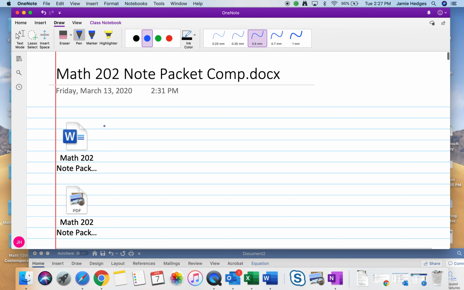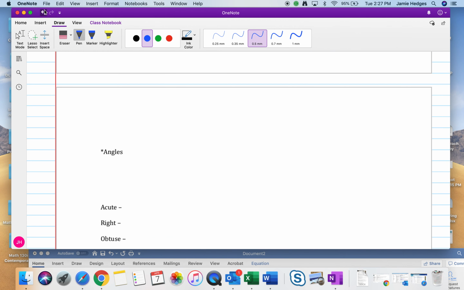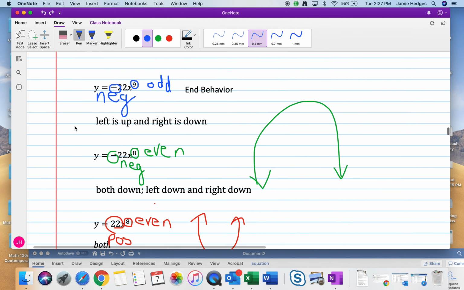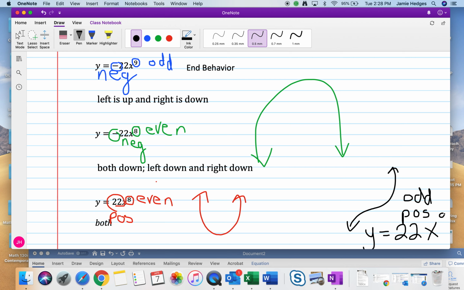Now there's one other type. Oh my goodness. Let me get back to where I was at. Here we go. There's one other type that I want to go over, and I'll put it in this color. It would be this guy. This one's going to be odd, so an odd exponent, but it's going to be positive. So keeping our same example, we might have y equals a positive 22x to the 9th.